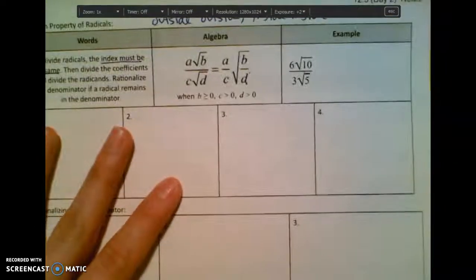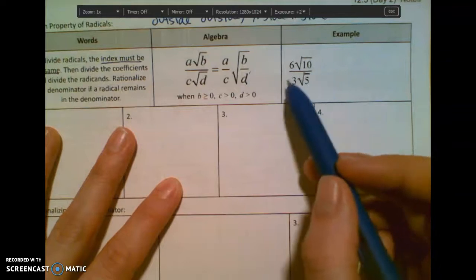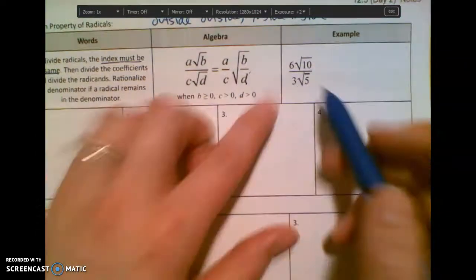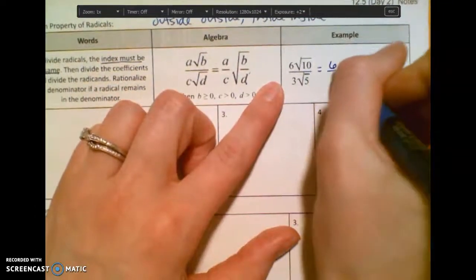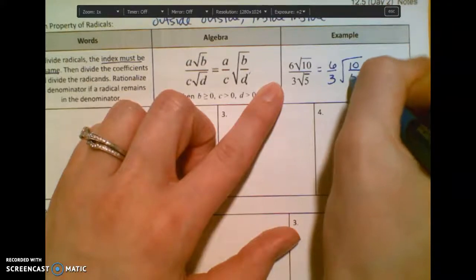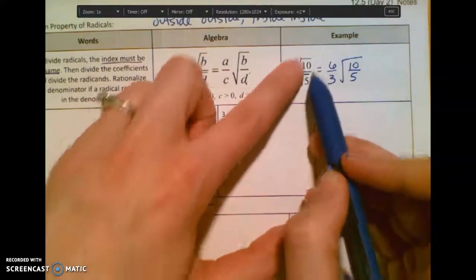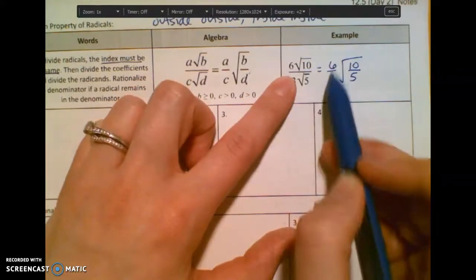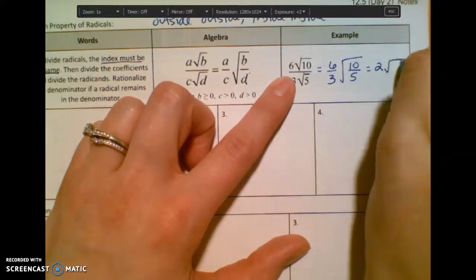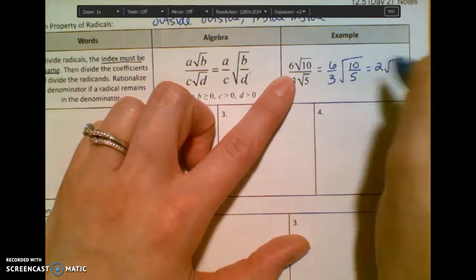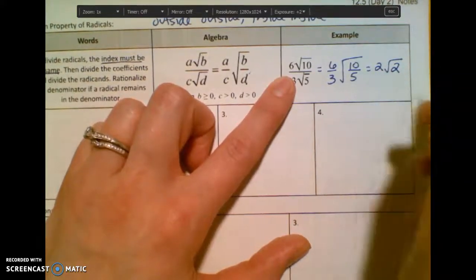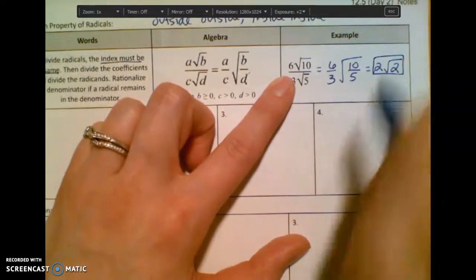So here's our first example. 6 root 10 over 3 root 5. What we want to do is outside, outside, inside, inside. So this is 6 over 3, and then we can write a big root, 10 over 5. Well, 6 divided by 3 gives me 2, and then we have the square root of 10 divided by 5 gives me 2. So 2 root 2, that 2 cannot be simplified, so we're done.